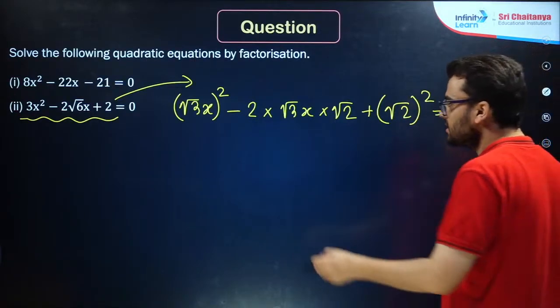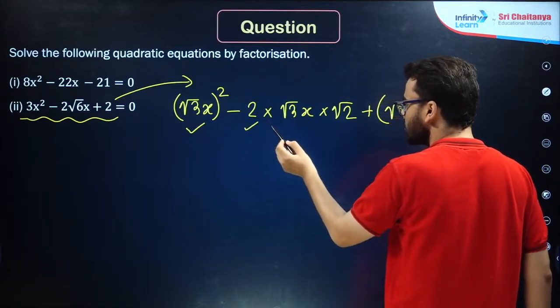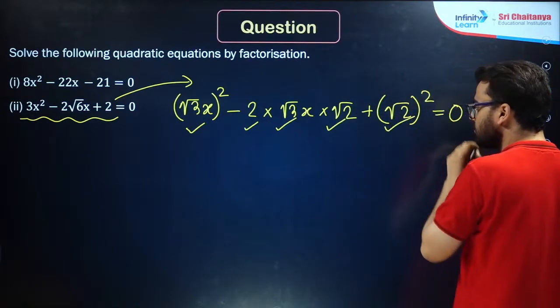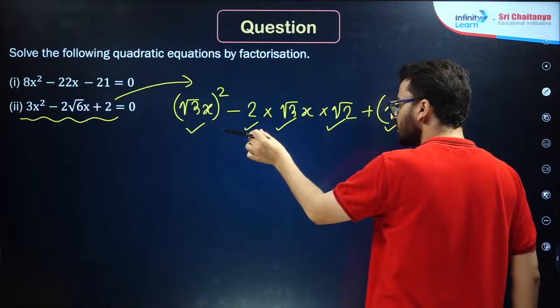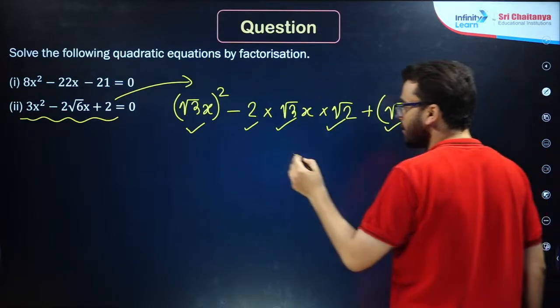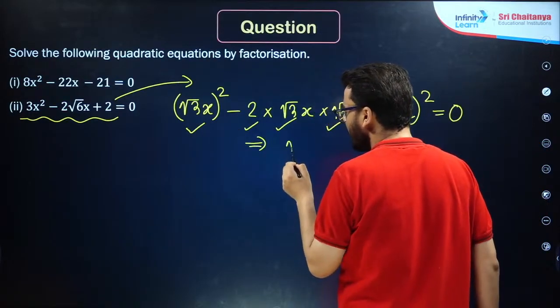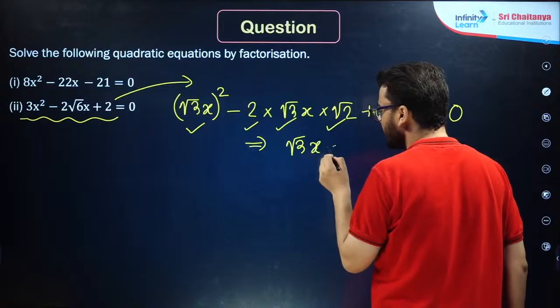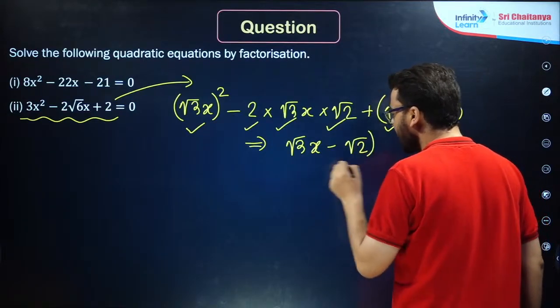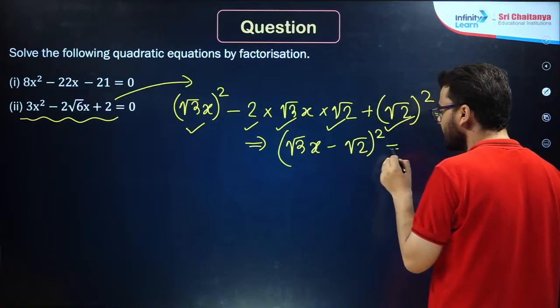Exactly. So this is basically a square minus 2ab plus b square. A square minus 2ab plus b square. So it will be (a minus b) the whole square, right? Can we say that it can be written like this? That is equal to 0.